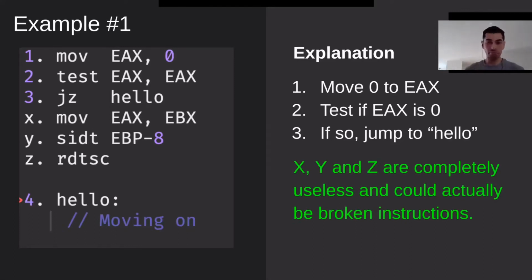Confusion. Literally just confusing the analyst, trying to make it as hard and as annoying as possible to Google what the hell is SIDT and what's its relationship with the EBP register and why am I querying for this thing. This is simple to ignore because you see a jump Z hello in here immediately. If I throw those instructions in between 1 and 2 and try to make it a little bit more complicated, we might get to an interesting result.